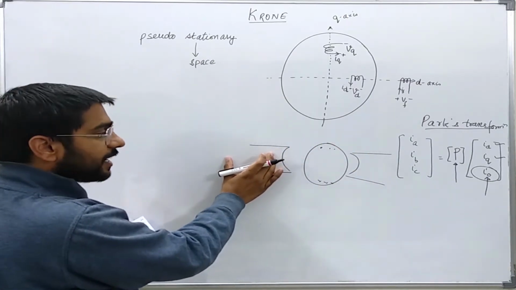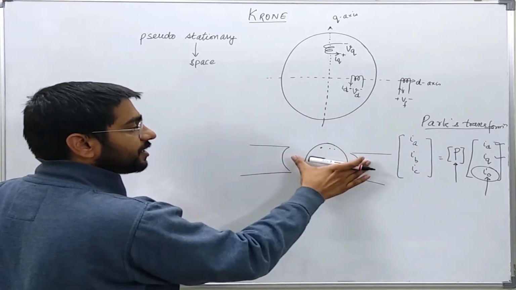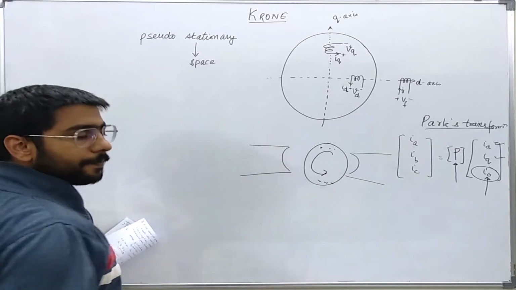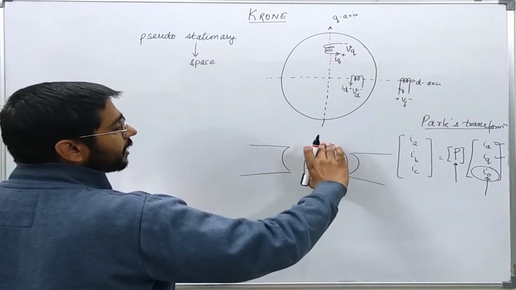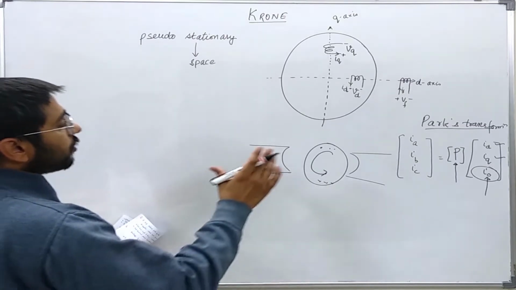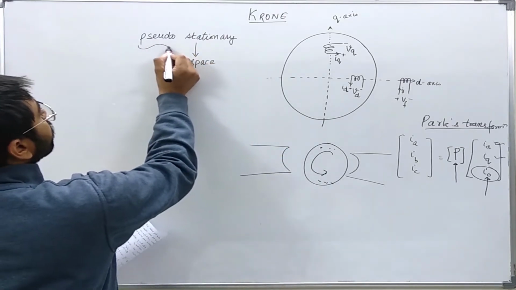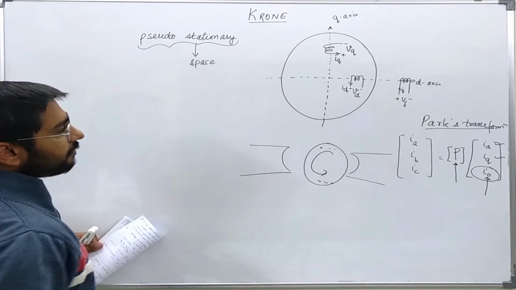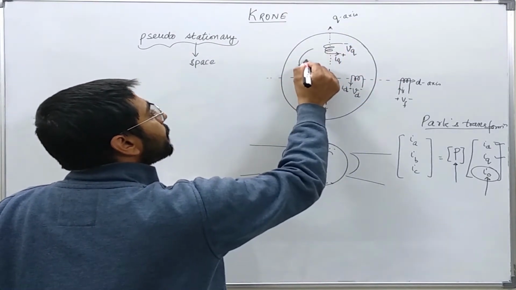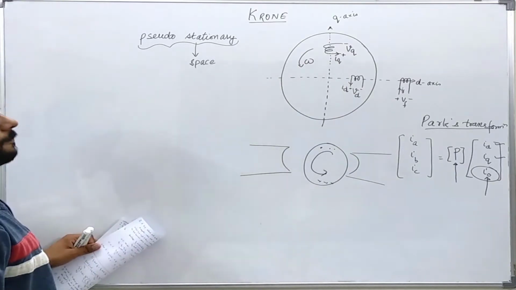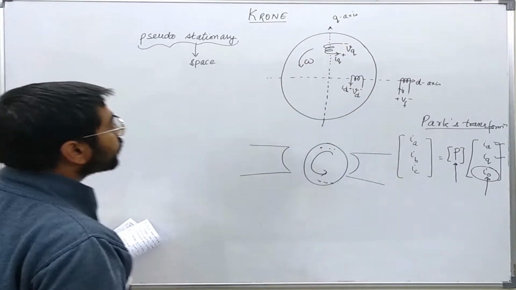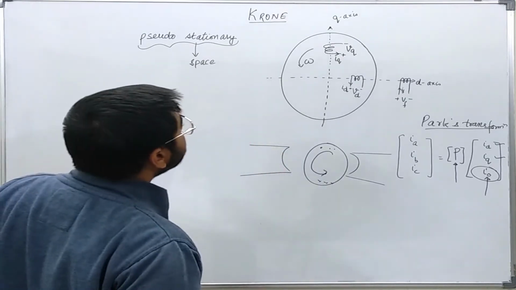These poles are stationary, so these poles will create a stationary field. Similarly, even if this rotor is rotating, the flux created by the armature reaction is stationary in space. By this pseudo-stationary, what I want to say is, even though these windings are rotating on the rotor, the flux being created by them is stationary in space. So this is one thing.